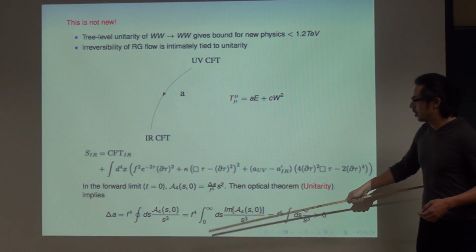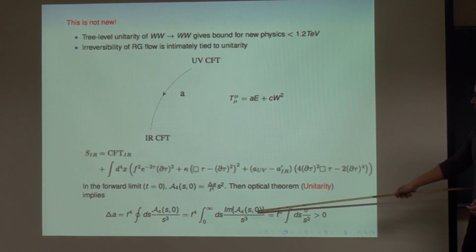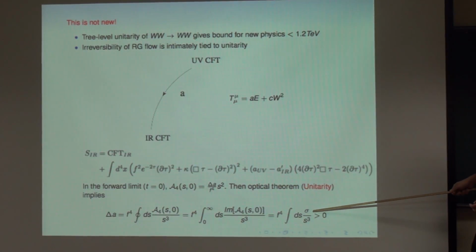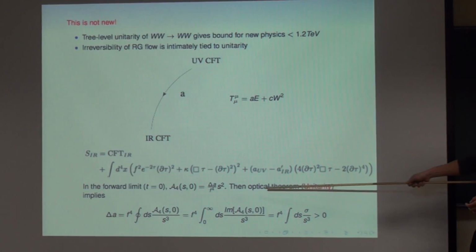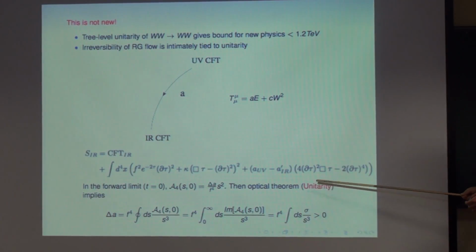And this delta A you can show just by relating it as a contour integral, and using the optical theorem to relate it to a cross section to show that this is positive. In other words, the irreversibility of RG flow is just the optical theorem. It's again just unitarity. So this is nothing new. We've known a lot of examples where unitarity tells us non-trivial information about the underlying theory and really why the physics laws look the way that they look now.